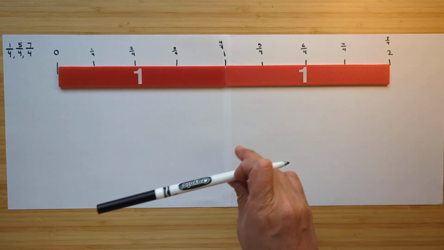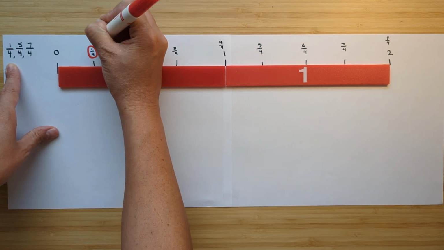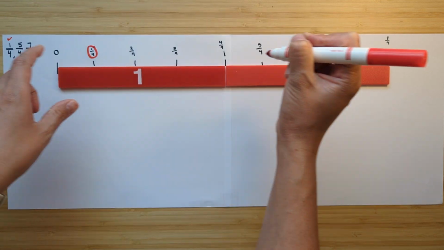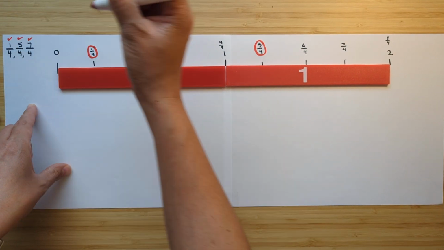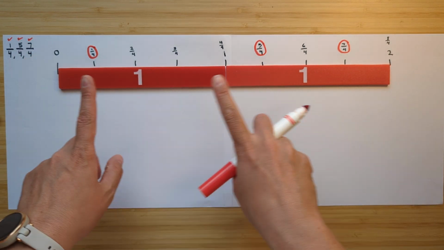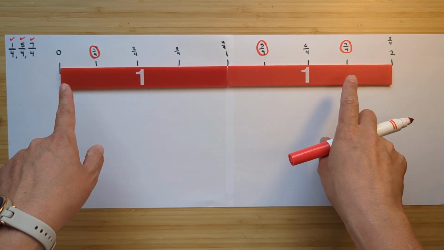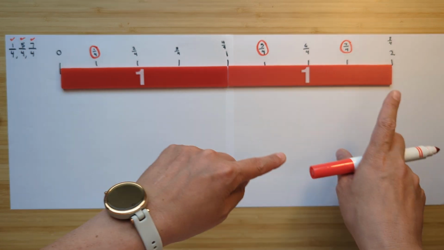Okay, so now let's plot. 1/4, here's 1/4. I can just circle these because I have them. 5/4 and 7/4. And they're already lined up from least to greatest, right? So when you're looking at a number line and the denominators are the same, you pretty much just look at the numerators to see which one's the least to the greatest.